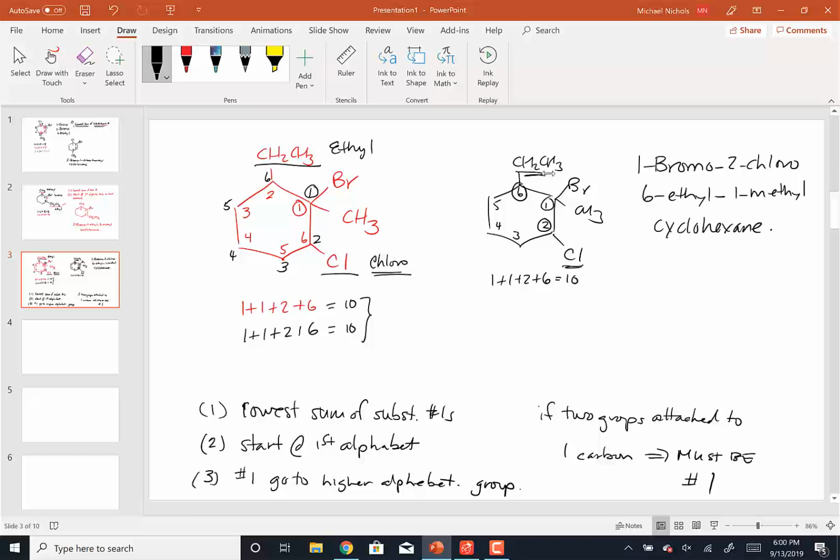Okay. So that's the basics and the possibilities in terms of naming cycloalkanes. And it would be the same whether it was a 3, 4, 5, 6, or 7 membered ring. We would follow the rules like that.